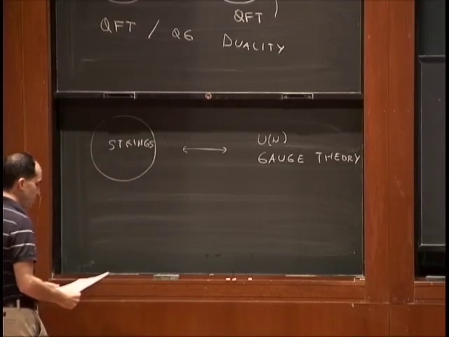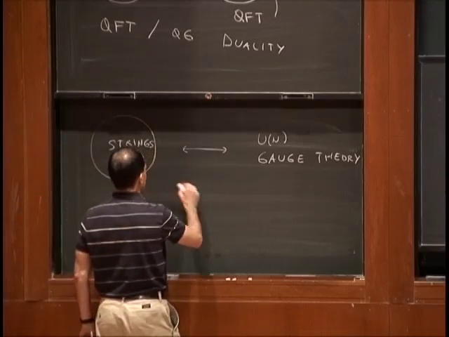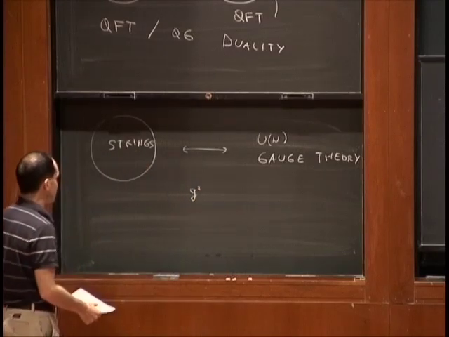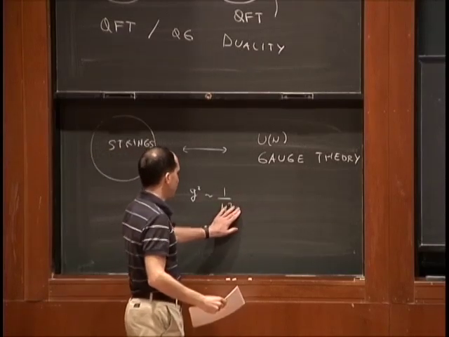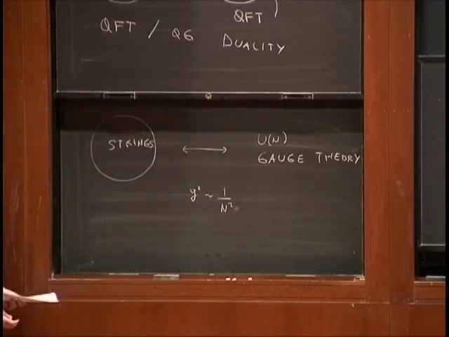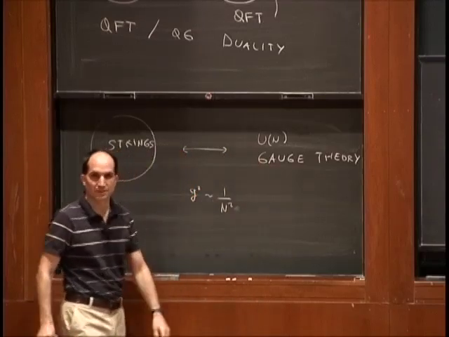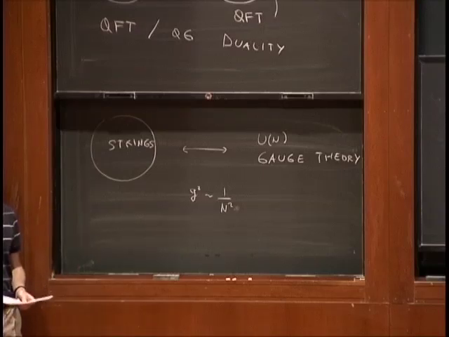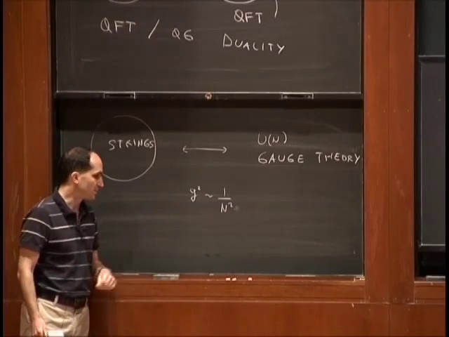A U(N) gauge theory, usually in the large N limit. And you need to be in the large N limit because here strings have a coupling, and the coupling between the strings turns out to be proportional to 1 over N squared. Now, the reason this is the coupling comes from an old argument of 't Hooft that if you have a U(N) gauge theory, you can divide the Feynman diagrams of that gauge theory into planar diagrams and non-planar diagrams. And non-planar diagrams are suppressed by powers of 1 over N squared.